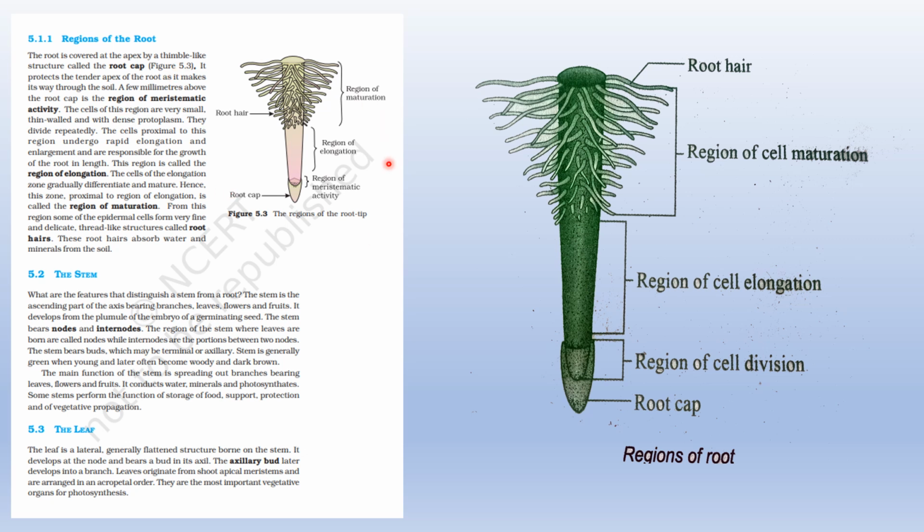Now, there are different regions of the root, mainly consisting of a root cap, a region of cell division, a region of cell elongation, a region of cell maturation, and root hairs. The root cap is seen at the tip of the root, which helps in the protection of its apex.